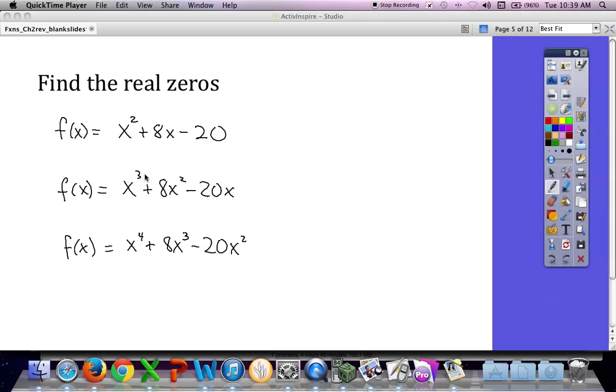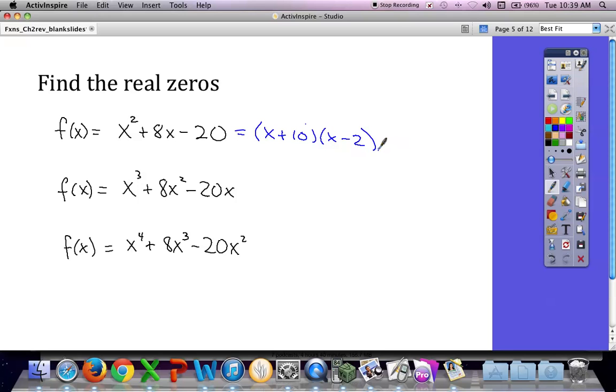What two numbers have a product of -20 and a sum of 8? How about x plus 10 times x minus 2? Okay, so if those are the zeros, meaning that they make this function equal 0, then what are the values of x? -10, +2.